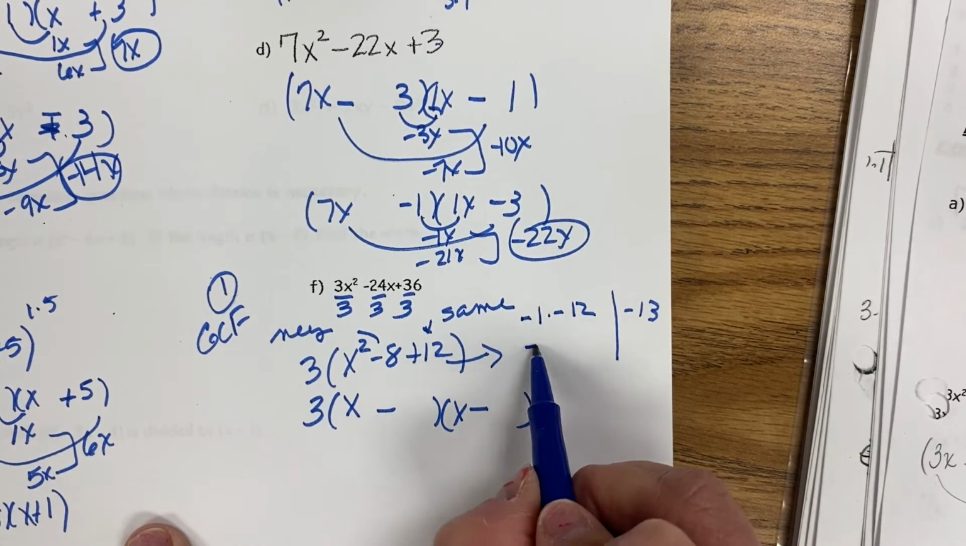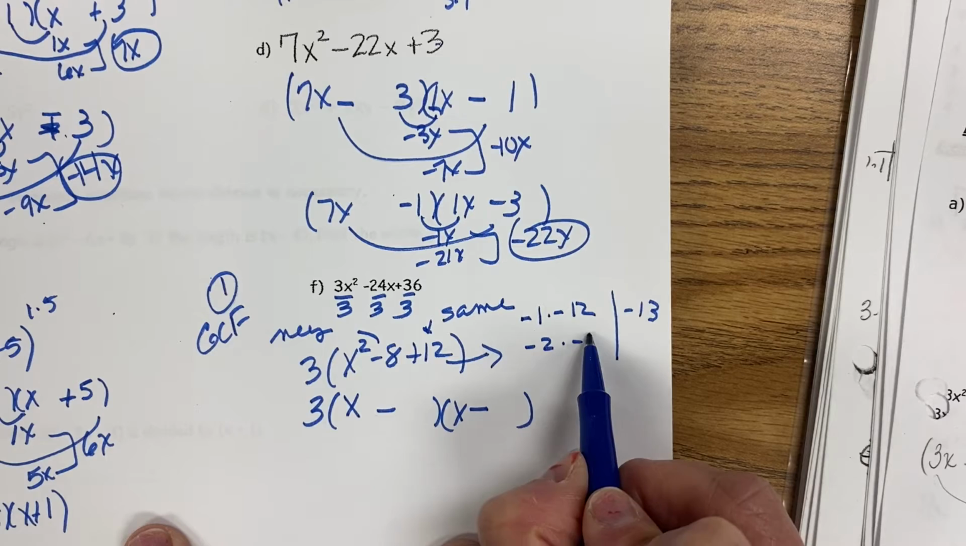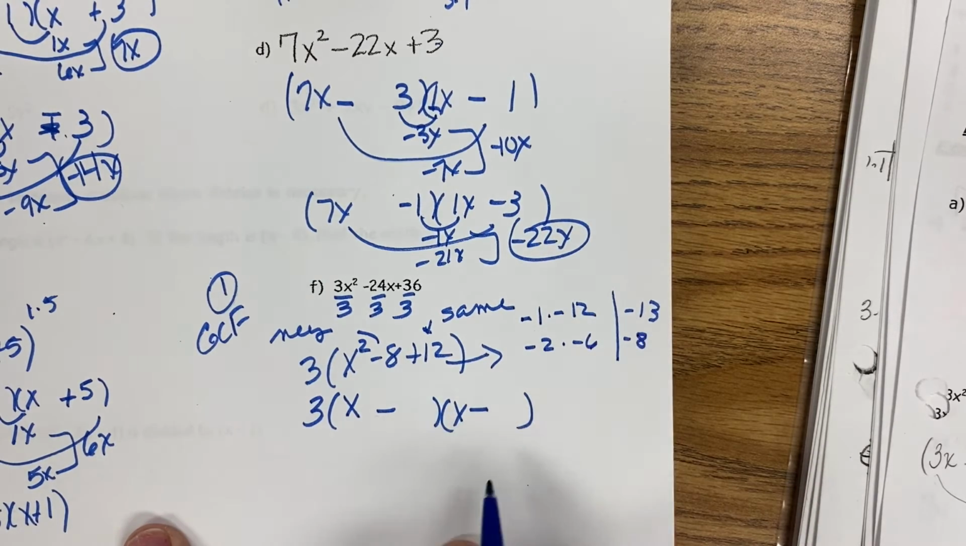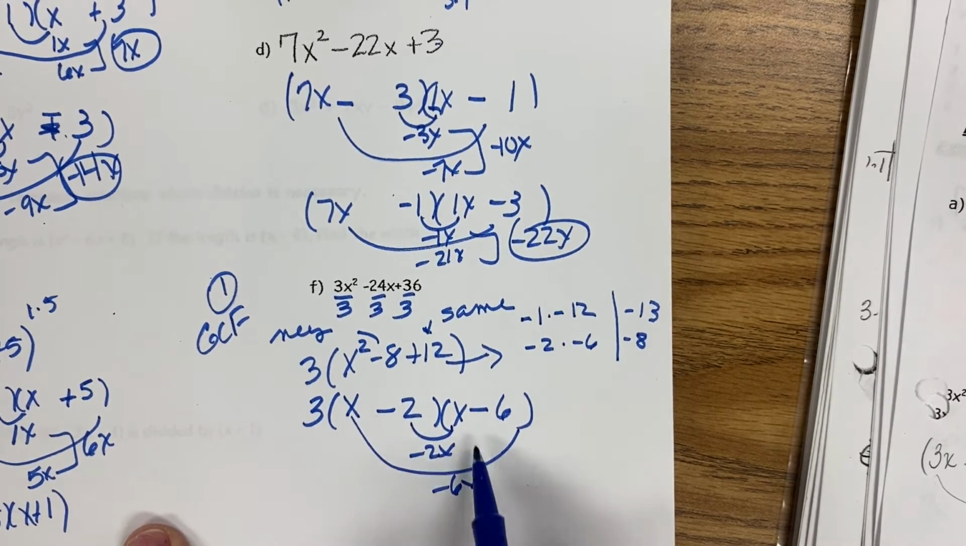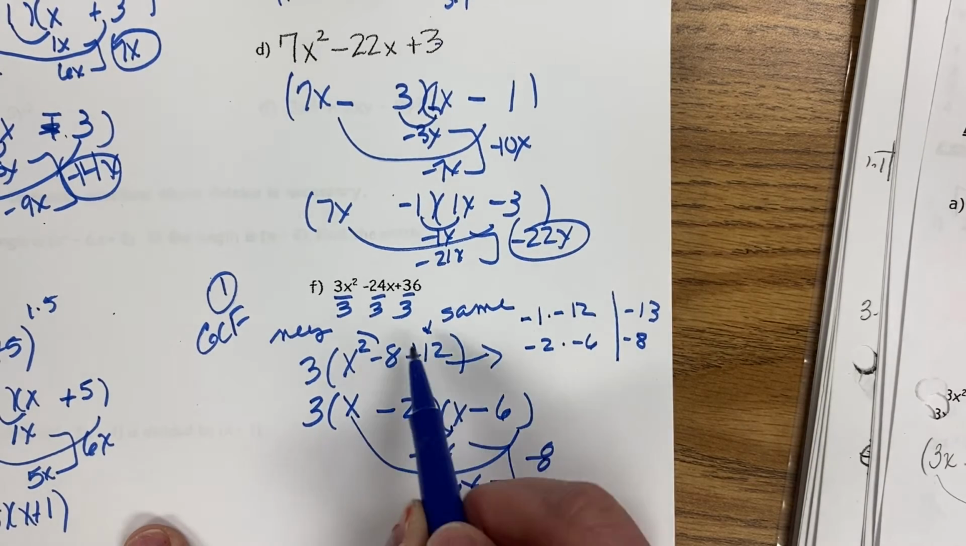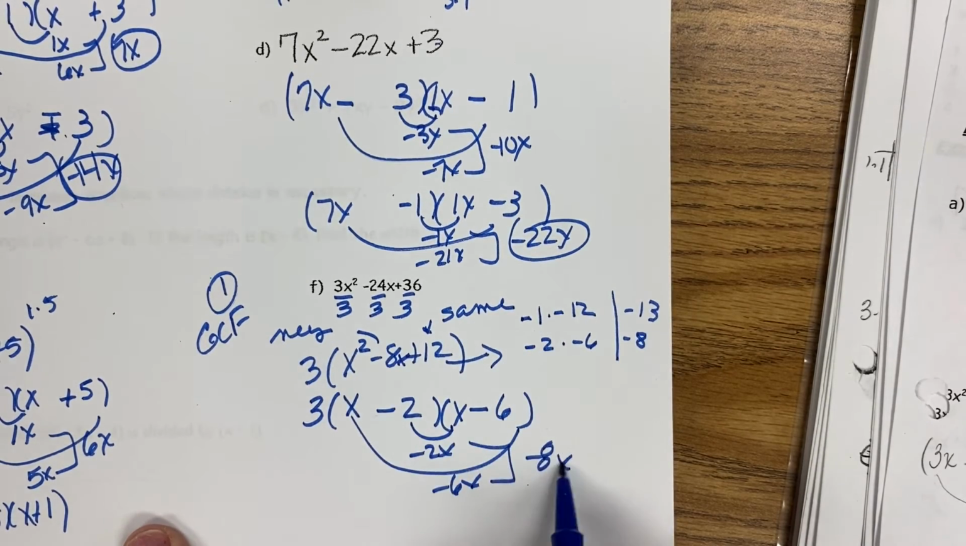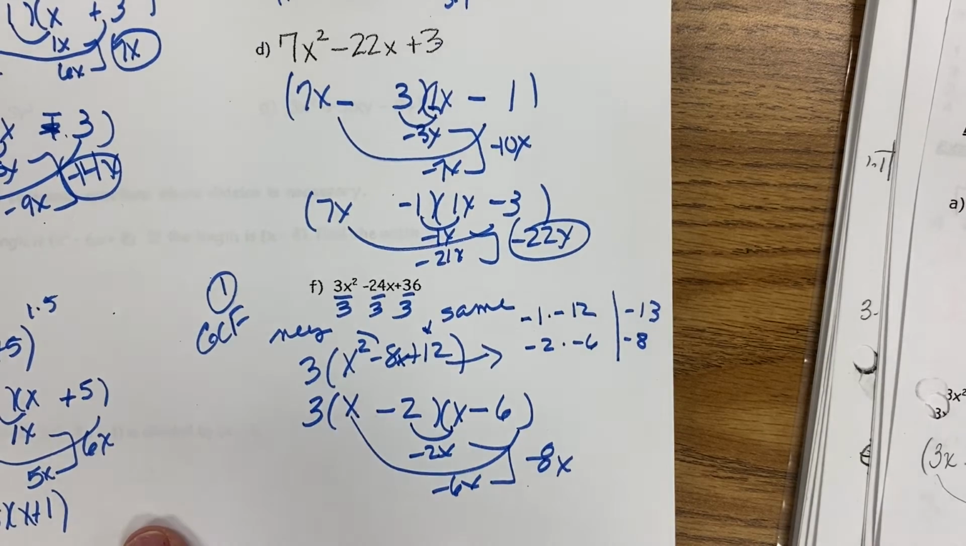I can have a negative 2 times a negative 6, and that will add up to a negative 8. And so those are the two numbers that I'm looking for. Check my inners and my outers, and that gives me negative 8x. I left my 3 up there, I left that out, and that gives me a negative 8x.